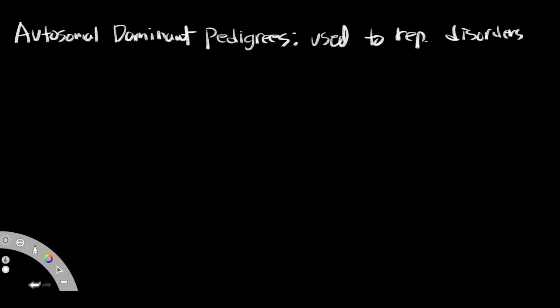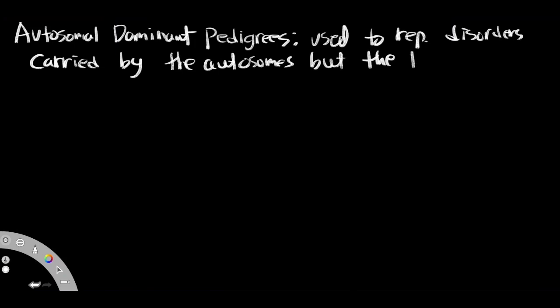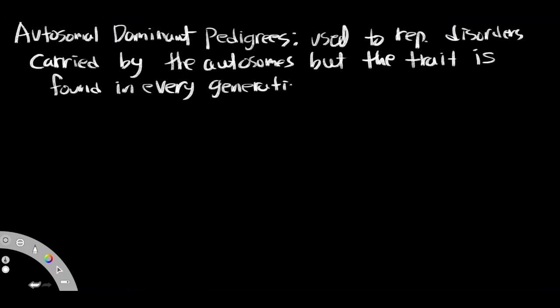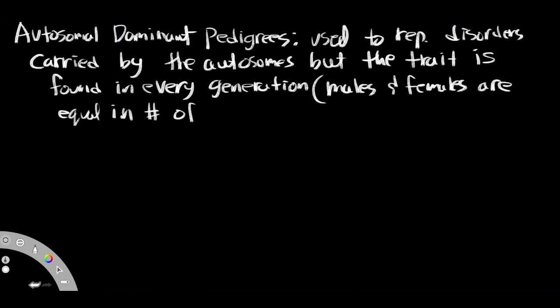Now looking at autosomal dominant pedigrees. This is used to represent disorders carried by the autosomes. Alright, it's the same thing, but the trait is found in every generation. And sometimes the males and females are equal in number of being affected.